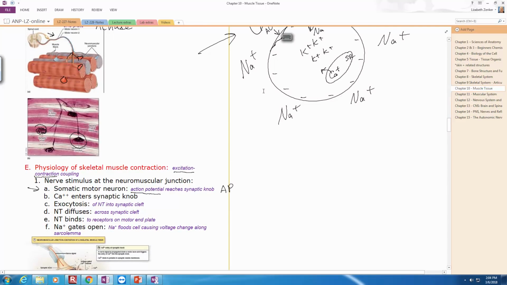Neurotransmitter diffuses across the synaptic cleft. Neurotransmitter binds to the receptors on the motor end plate. That causes sodium gates to open. Sodium floods the cell, causing the voltage change along the sarcolemma.